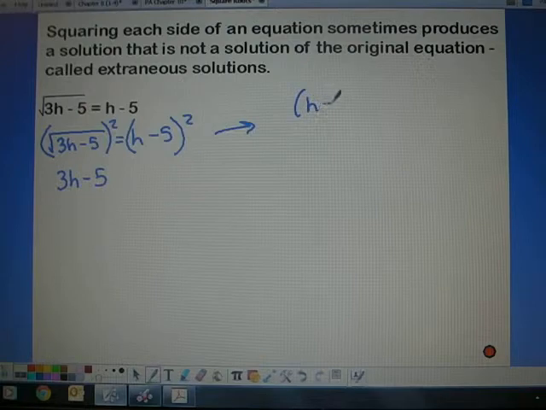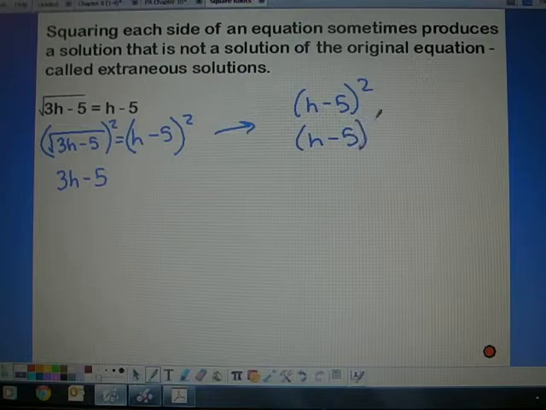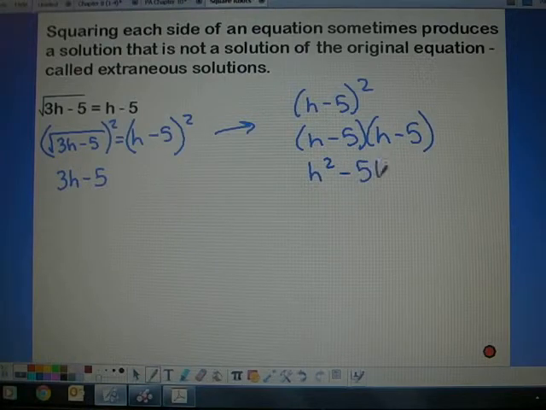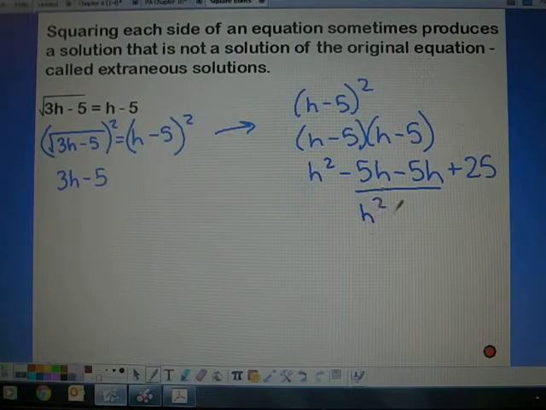We have h minus 5 squared. Well, that means h minus 5 times h minus 5. Binomial times binomial means you're going to FOIL, so h times h is h squared. H times negative 5, negative 5h. Inside, negative 5h. And last, negative 5 times negative 5 is positive 25. Combine your like terms gives you h squared minus 10h plus 25. So when I simplify this, I get this. Now I did that work off to the side so it didn't get too messy over here.